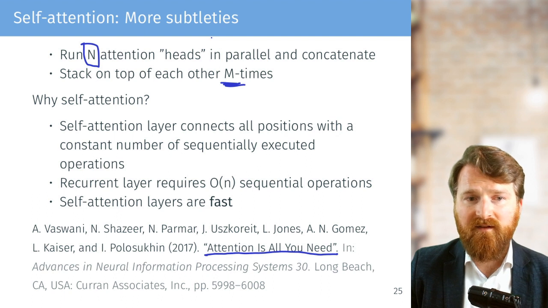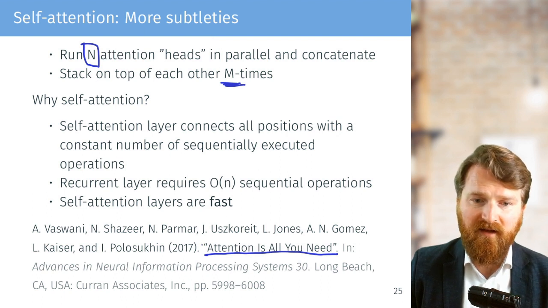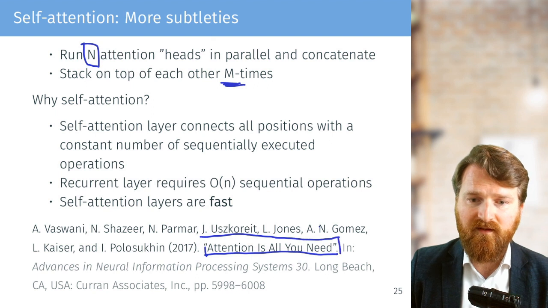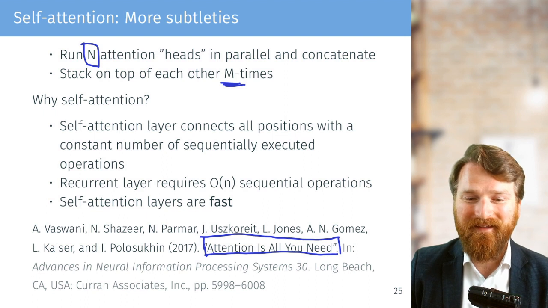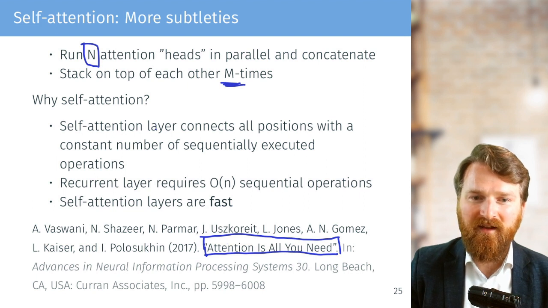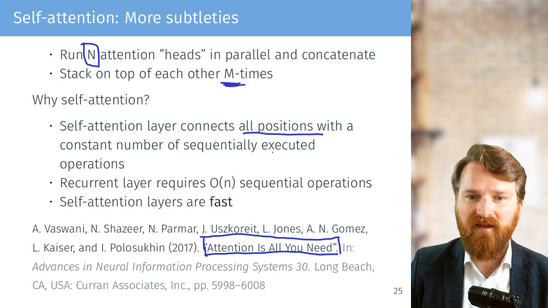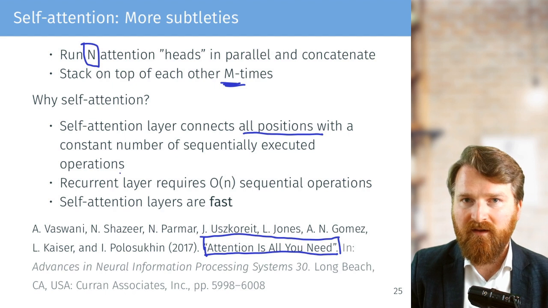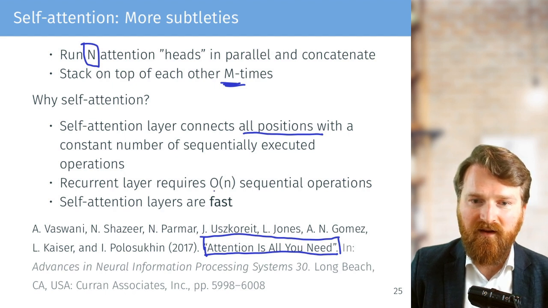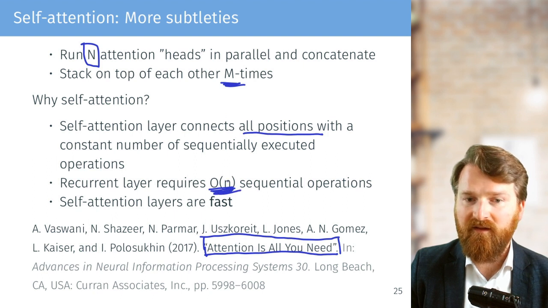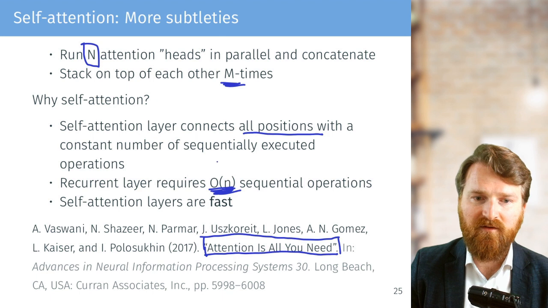And why the self-attention could be working well, and basically I highly recommend to read this paper, Attention is All You Need. It's about machine translation. So they were using this attention mechanism for machine translation. And what they show is that, well, the self-attention layer really connects all positions with a constant number of sequentially executed operations. So there is O(n), so the complexity is bounded by the linear complexity, because we have n sequential operations.